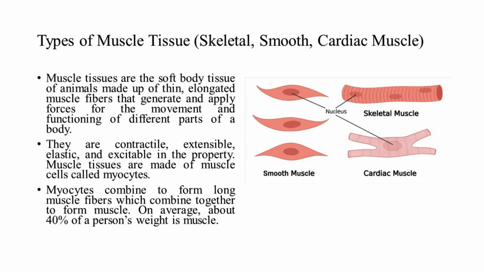Muscle tissues are made of muscle cells, called myocytes. Myocytes combine to form long muscle fibers, which combine together to form muscle. On average, about 40% of a person's weight is muscle.